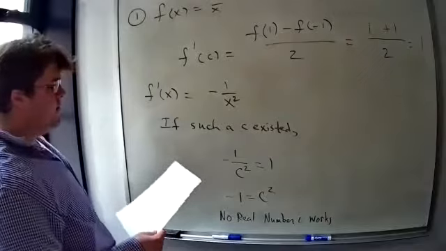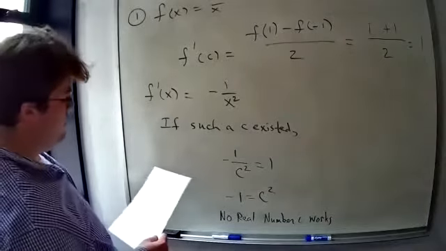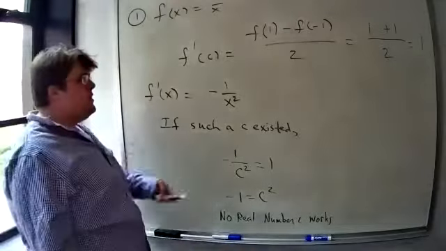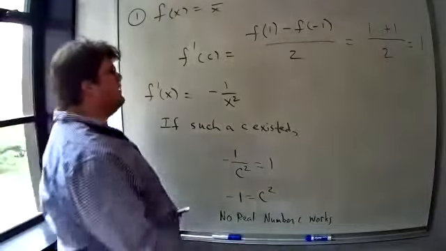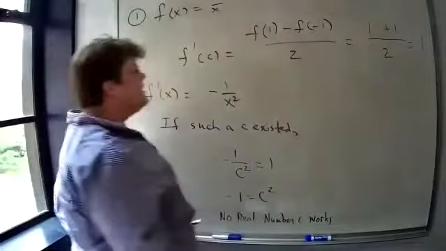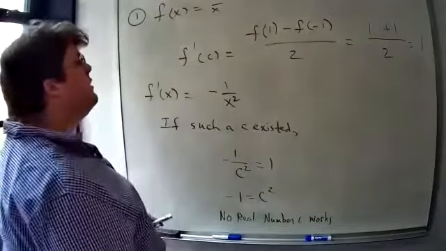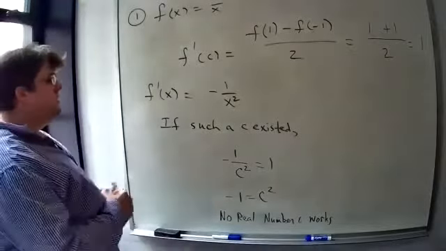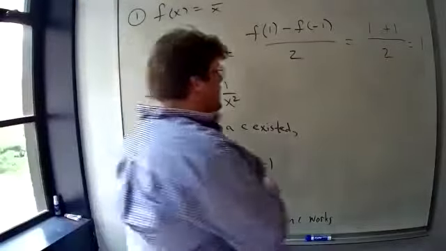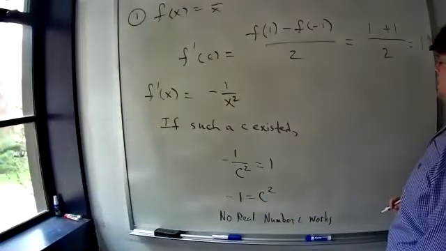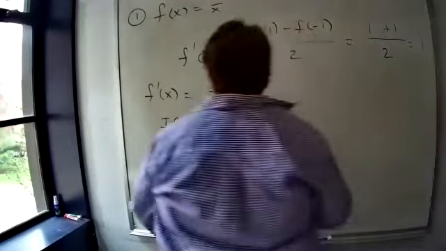So that answers the first part directly. But since no c exists that satisfies this equation, it means the mean value theorem doesn't apply on -1 to 1. So why does the mean value theorem not apply on -1 to 1? Well, I'm gonna have to erase something.